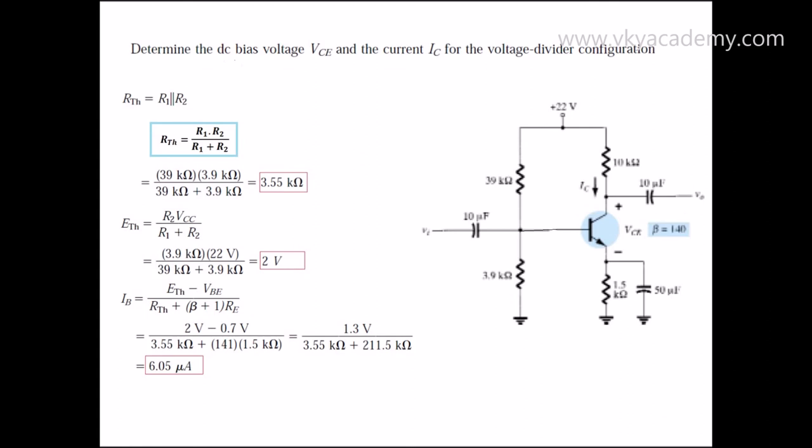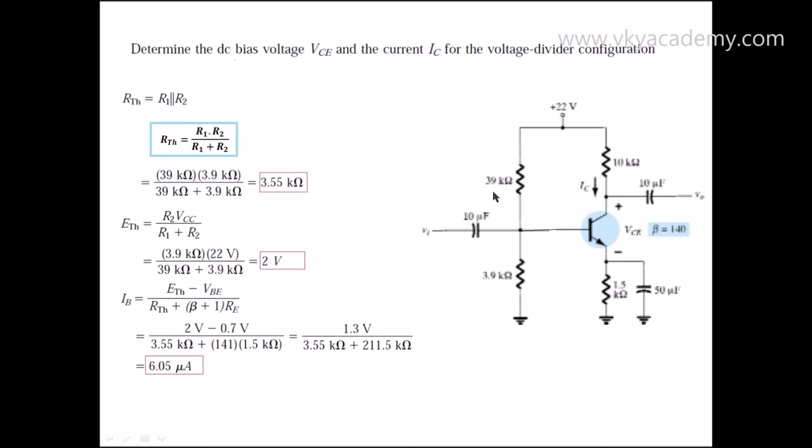So let us see one numerical on voltage divider bias configuration. The numerical is: determine the DC bias voltage VCE and the current IC for the voltage divider bias configuration as shown in the figure. In this figure we have VCC equal to plus 22 volt, R1 is 39 kilo ohm, R2 is 3.9 kilo ohm, RE is 1.5 kilo ohm, RC is 10 kilo ohm, and the beta value is given as 140.